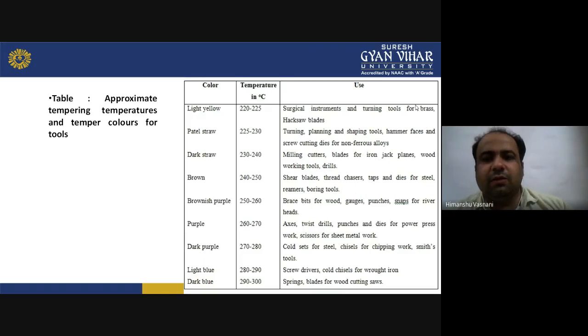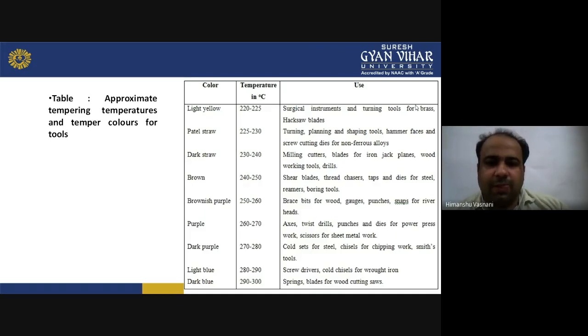Now also some surgical instruments. They also have their temperature, like 225 degrees centigrade, and the color is light yellow. So there are also other examples which show that they have different colors.